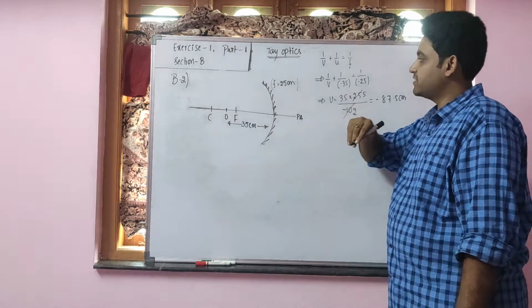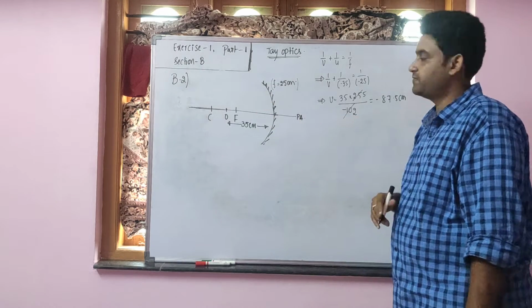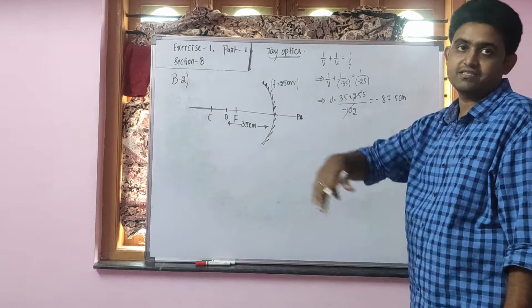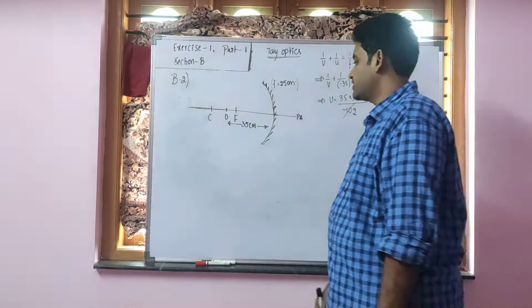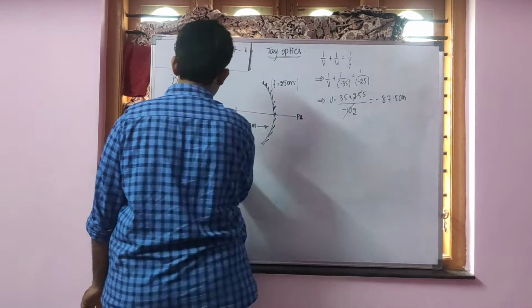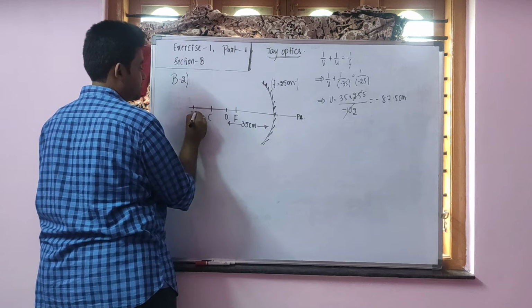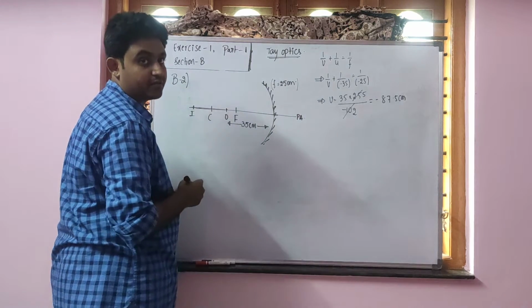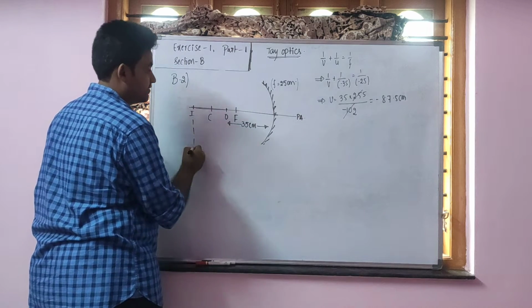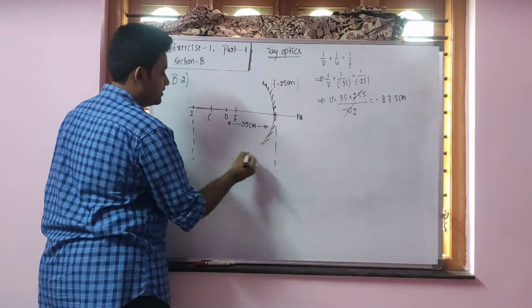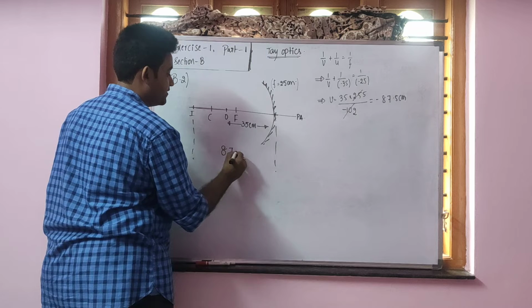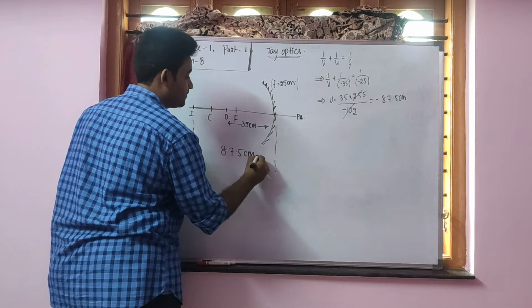Focal length is given as 25, so the radius of curvature is 50. 87.5 will be beyond the center of curvature. So this concave mirror is going to form an image somewhere beyond the center of curvature. Let us assume this is the location of the image formed by the spherical mirror, and as per the mirror formula, this distance is 87.5 centimeters.